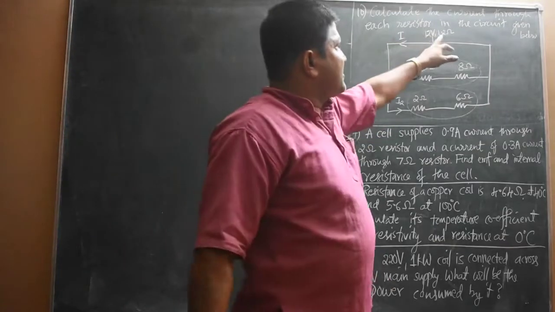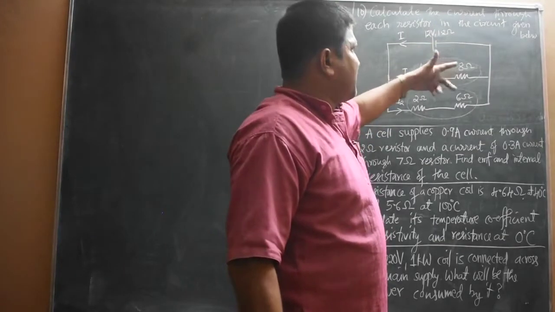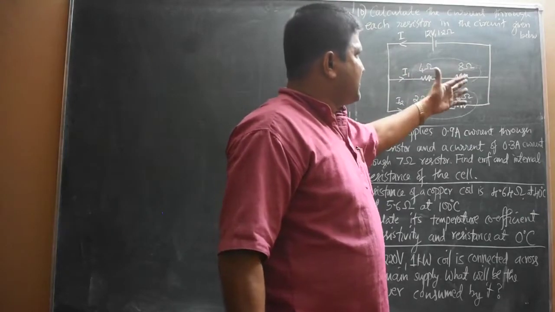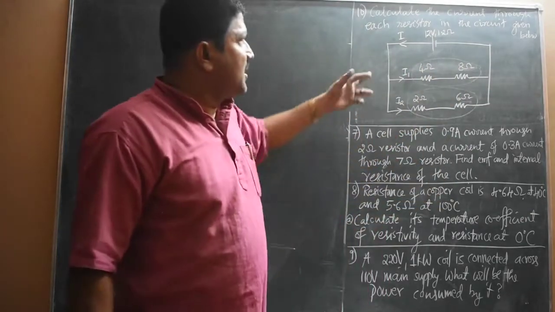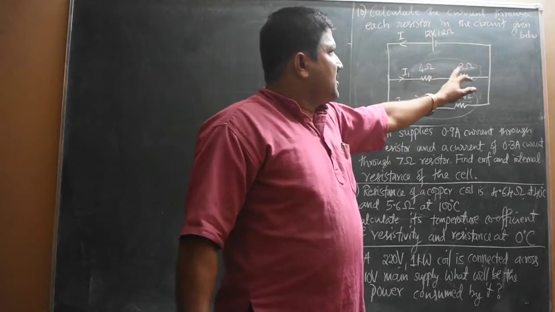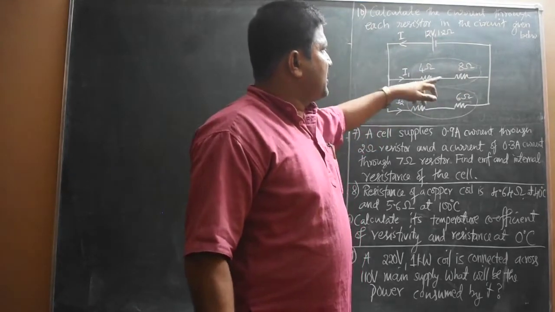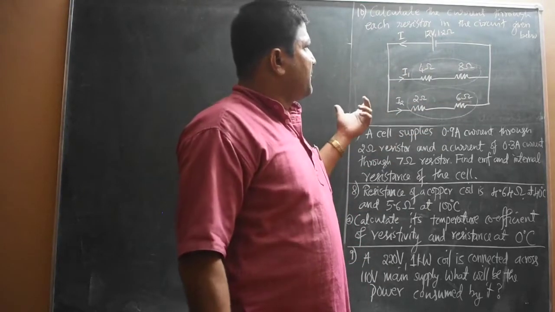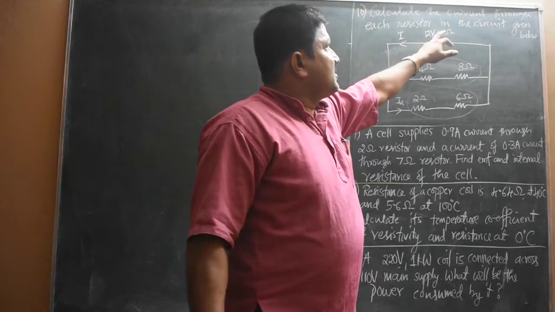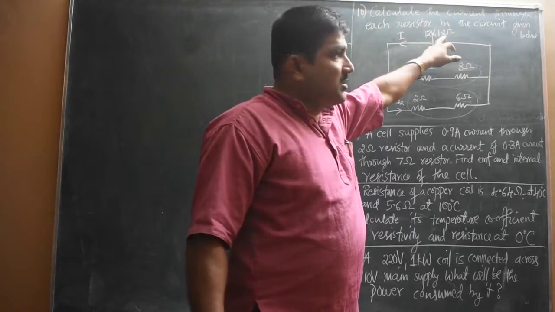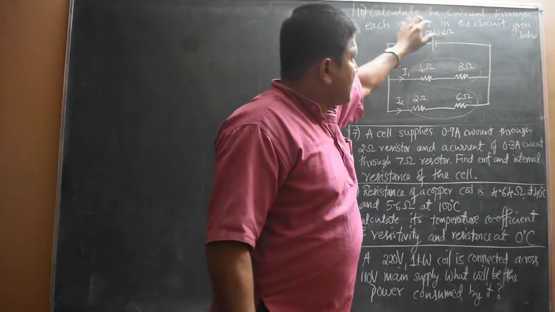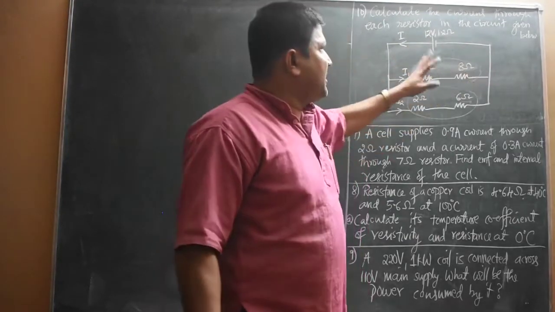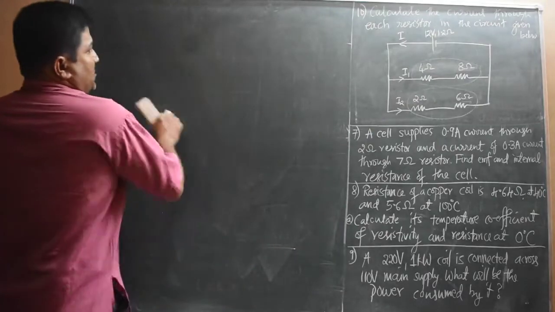If the internal resistance were 0, the problem would be very easy. 4 and 8 in series means 12 ohm, so 12 volt by 12 ohm is 1 ampere through this branch, and 12 by 8 is 1.5 ampere. But as the internal resistance is not 0, 1.2 ohm is there, the terminal PD is not 12 volt; only the EMF is 12 volt. We need the terminal PD, otherwise we can't find the current through each branch.